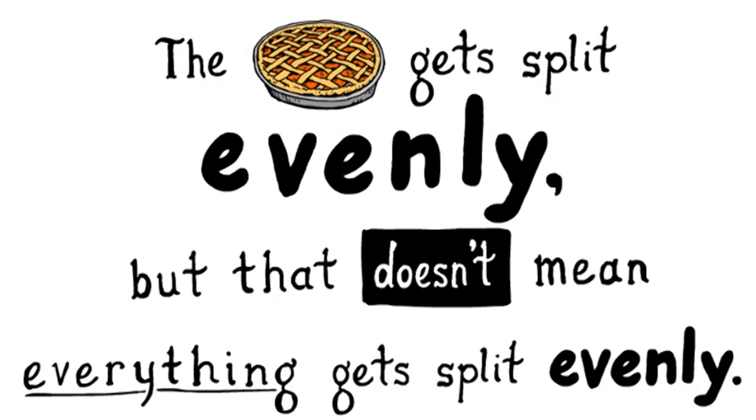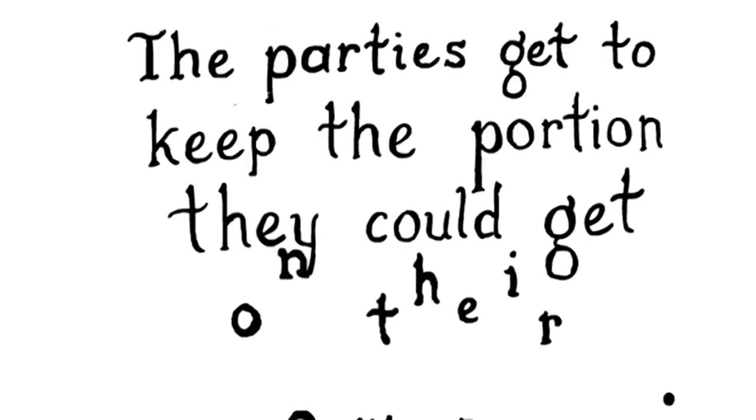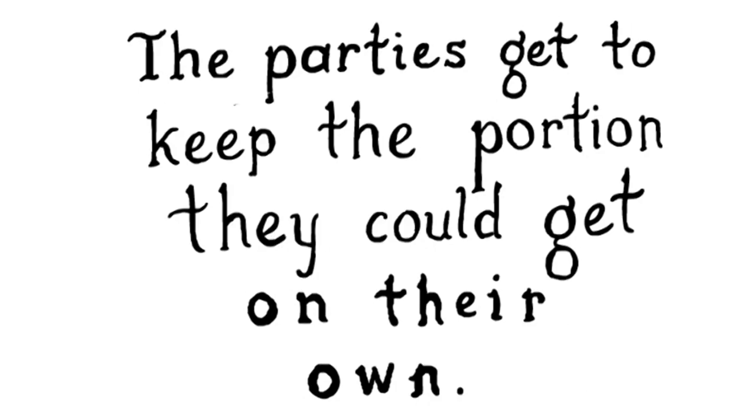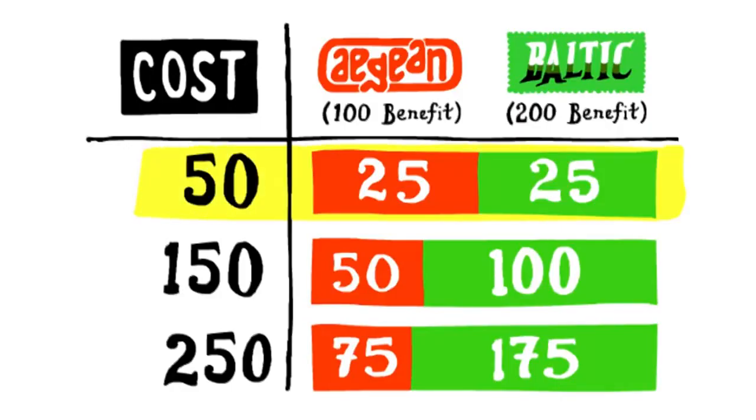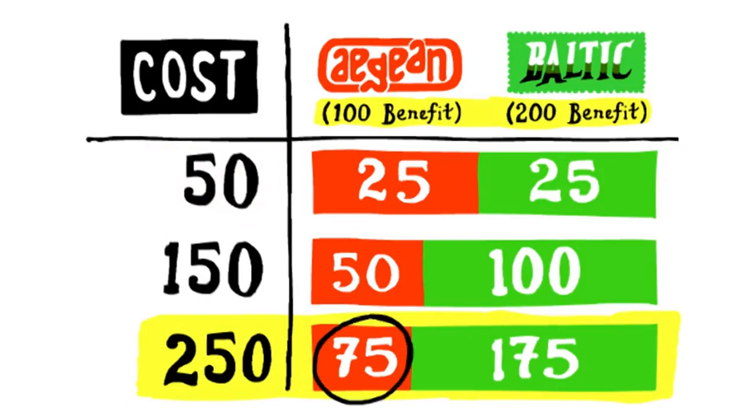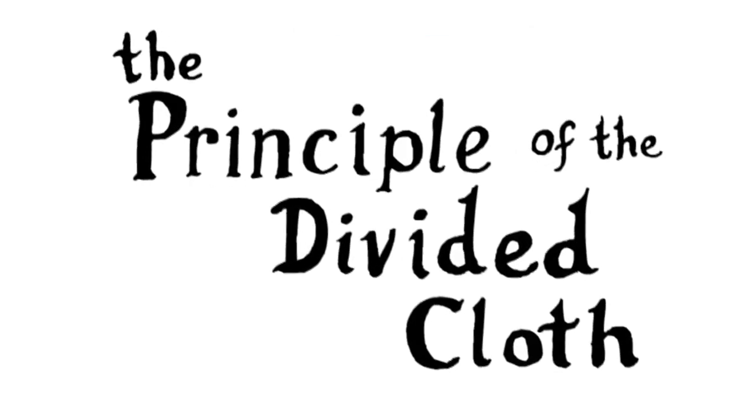That doesn't mean everything gets split evenly. The parties get to keep the portion they could get on their own. And that's why in the first row, Aegean ends up paying more than its proportional share, while in the third, it pays less. As you might have guessed, the three solutions here are the same as what comes out of the principle of the divided cloth.